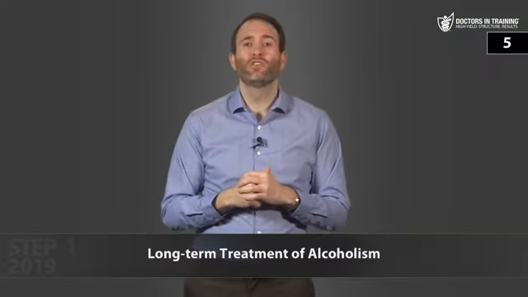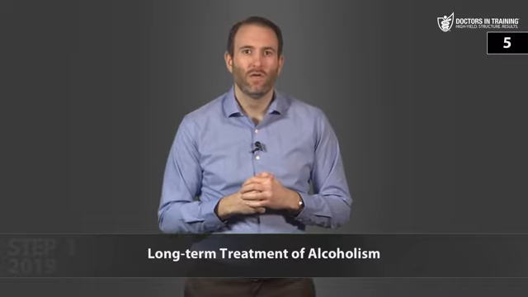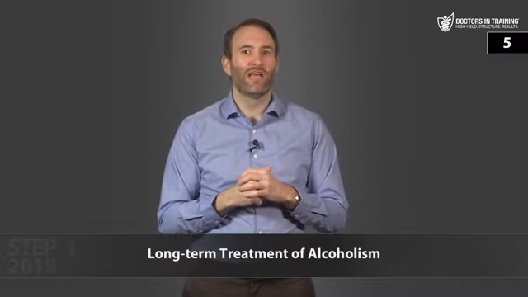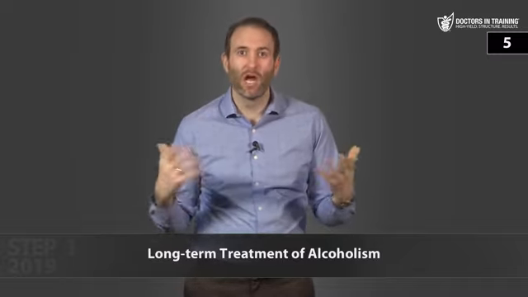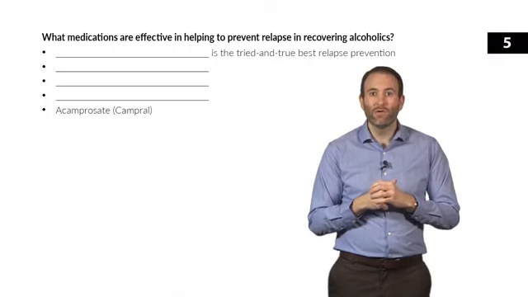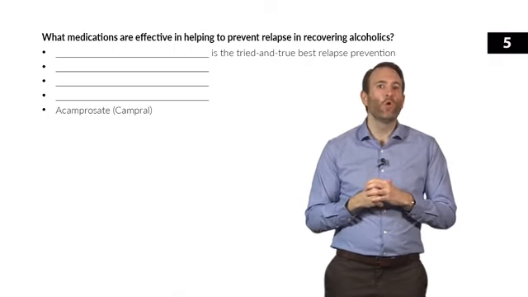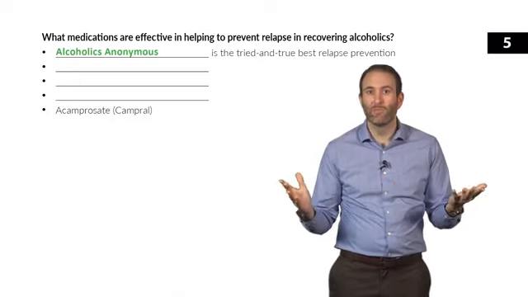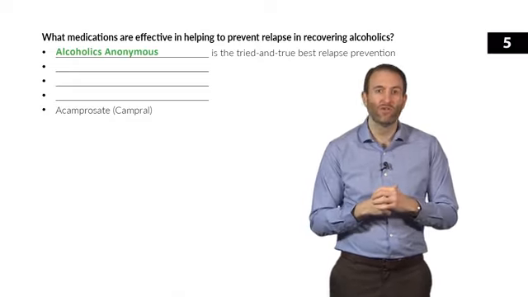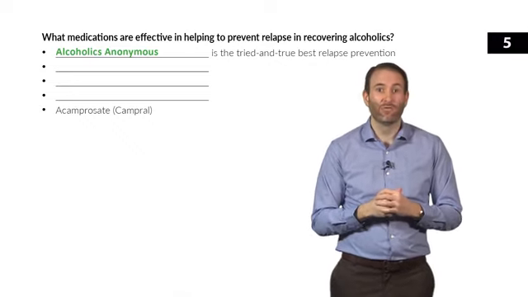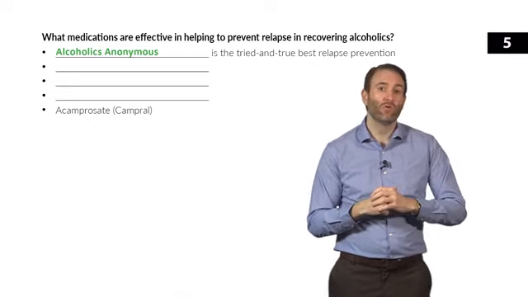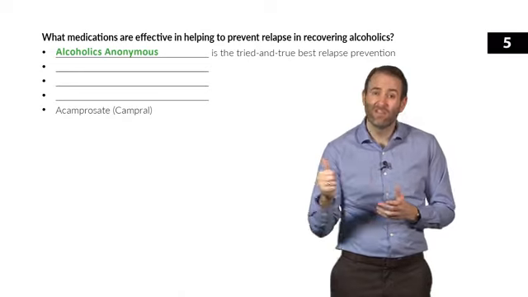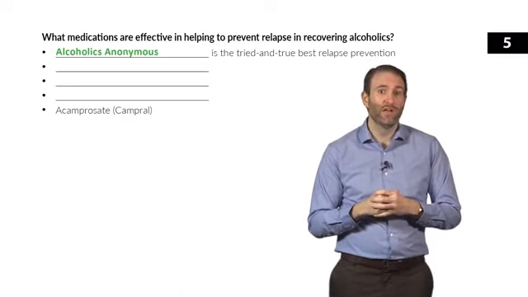Let's talk about the long-term treatment of alcoholism. So what medications are effective in helping to prevent relapse in our recovering alcoholics? So you have a series of bullet points here. One of the oldest, still one of the most effective therapies used to prevent relapse is group therapy, something like Alcoholics Anonymous. Patients can go to weekly or even daily meetings. They can receive counseling, also get a sponsor who can help them as well. Cognitive behavioral therapy is also effective with this as well.